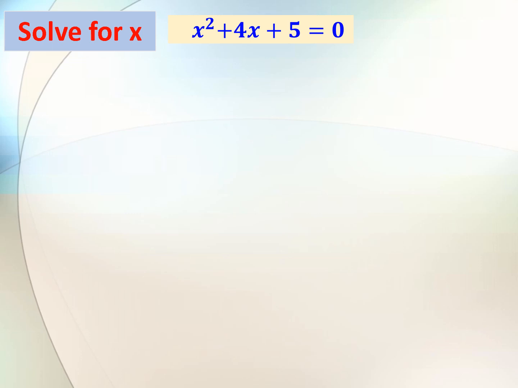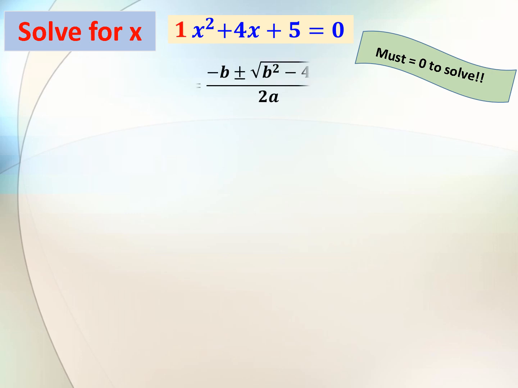Our next example says x squared plus 4x plus 5 equals 0. So we have to check, does it equal 0 to solve? Yes, it does. So now we're like, wait a minute, we don't have an a value. Oh, wait, we do. It's 1. So now we're going to write our quadratic formula because that's our roadmap as to where everything goes. So we're going to identify a, b, and c. A is 1, b is 4, c is 5. So now I substitute those values into the formula.